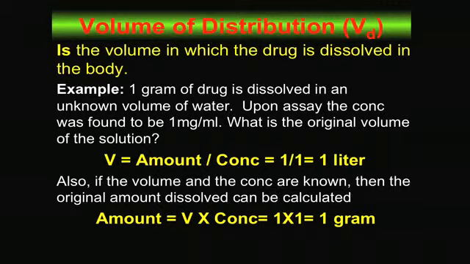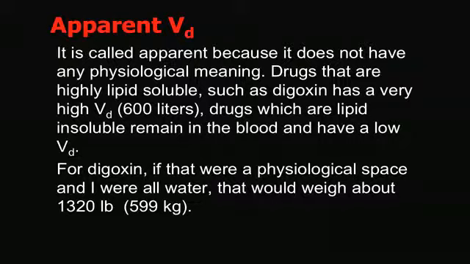If the volume and the concentration are known, then the original amount dissolved can be calculated by the formula below. What we're going to do is you're going to know the amount, you're going to know the volume, and we're going to calculate the concentration. If you do the algebra there, you should be able to figure out how to do that. The volume of distribution is called apparent because it doesn't really have any physiological meaning. Drugs that are very highly lipid soluble, such as digoxin, have a very high volume of distribution, 600 liters. Drugs which are lipid insoluble remain in the blood and have a low volume of distribution.